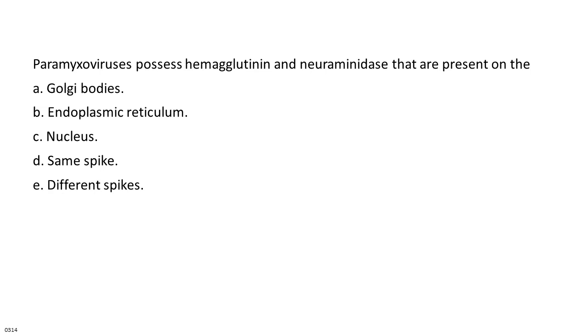Paramyxoviruses possess hemagglutinin and neuraminidase that are present on the A. Golgi bodies. B. Endoplasmic reticulum. C. Nucleus. D. Same spike. E. Different spikes.